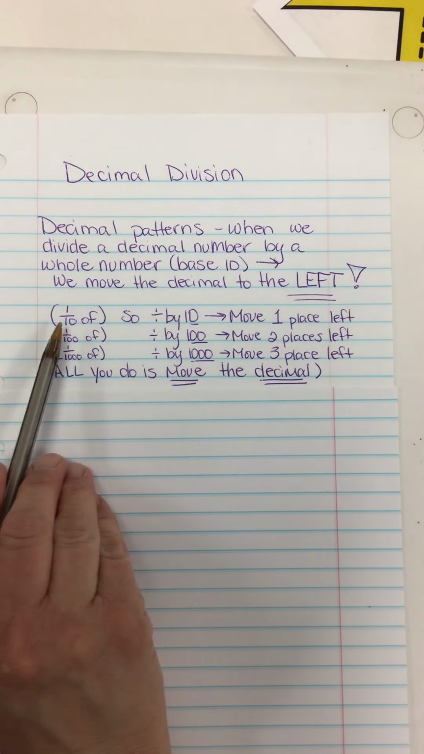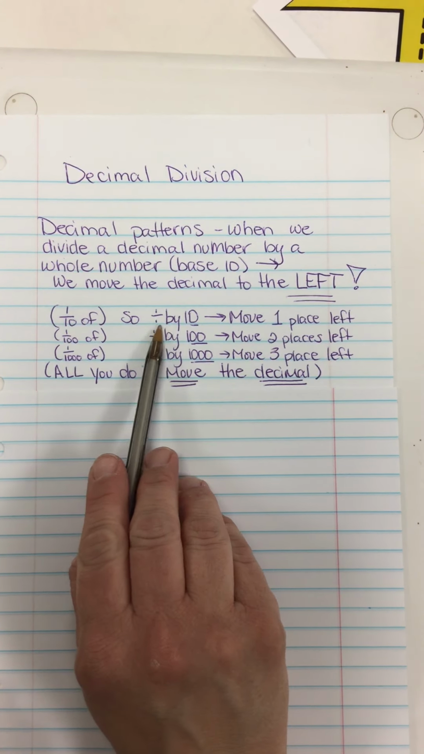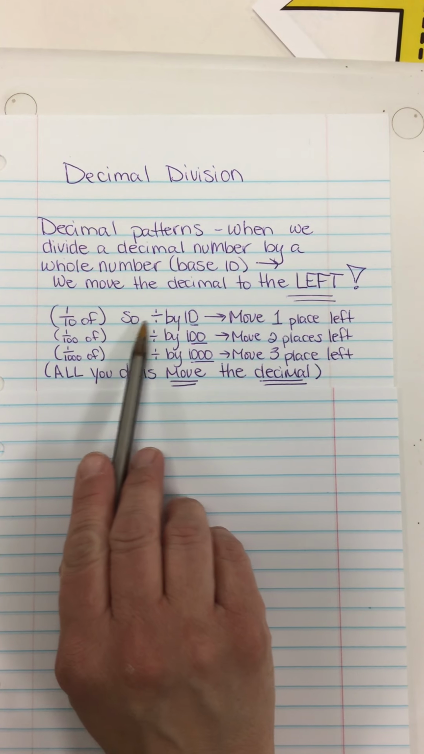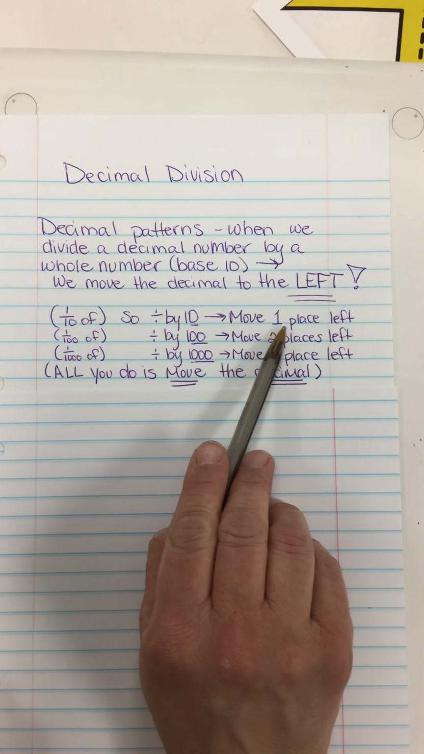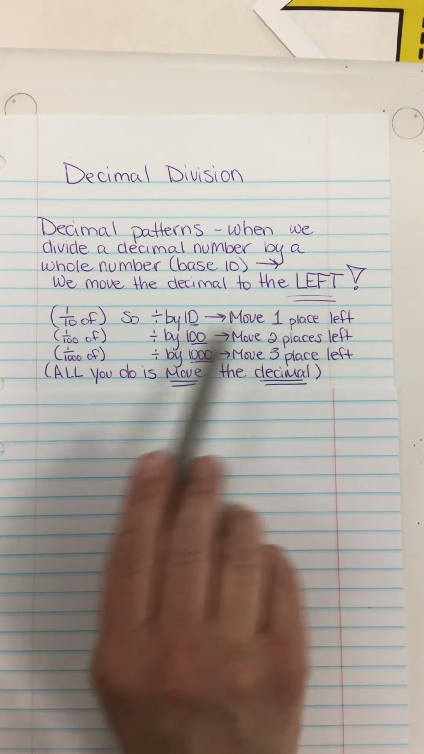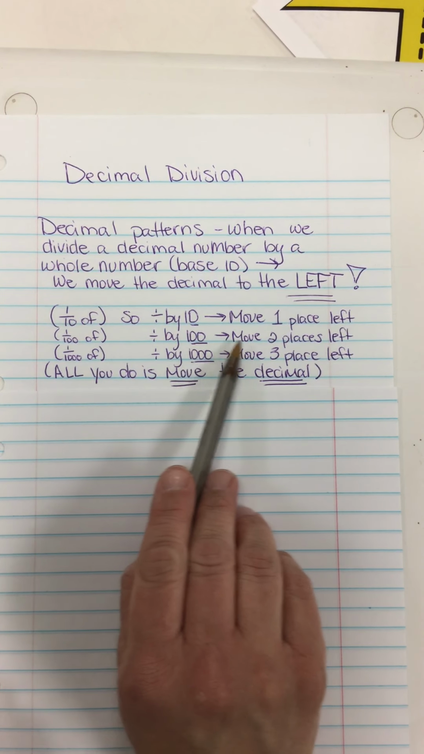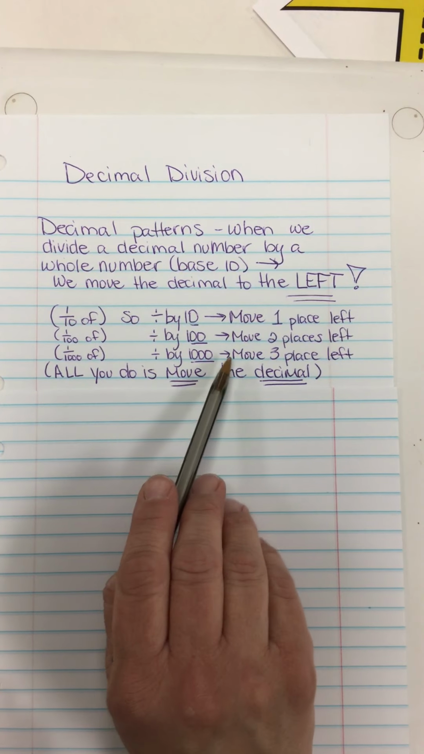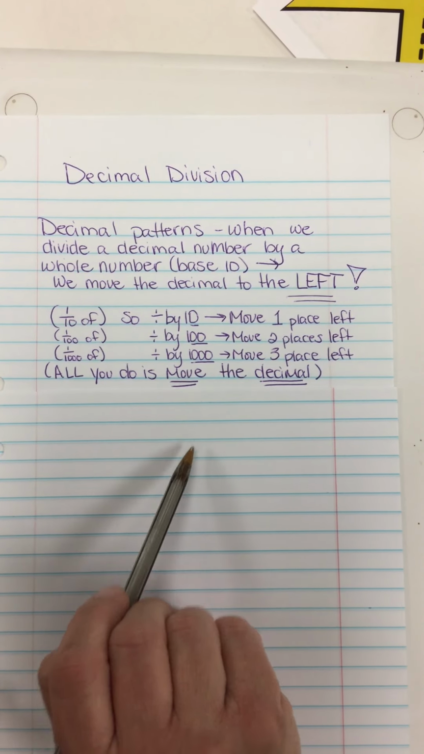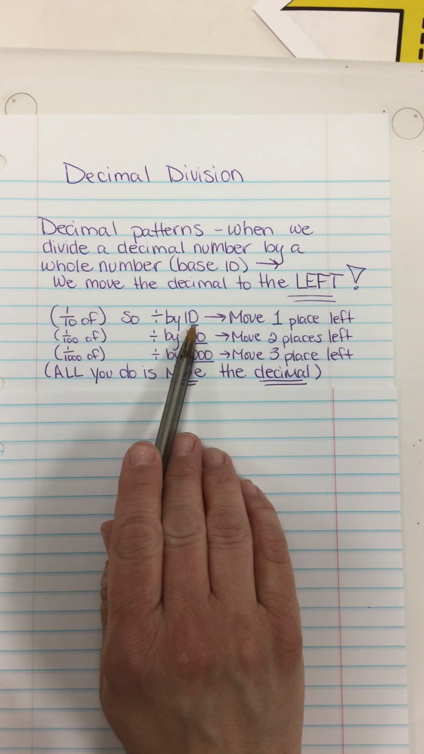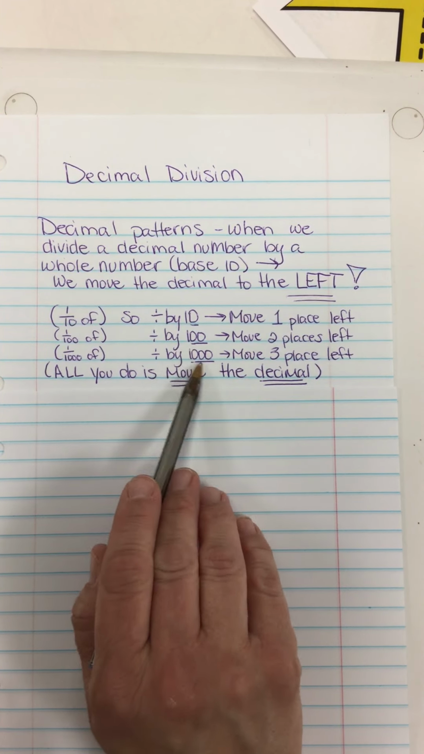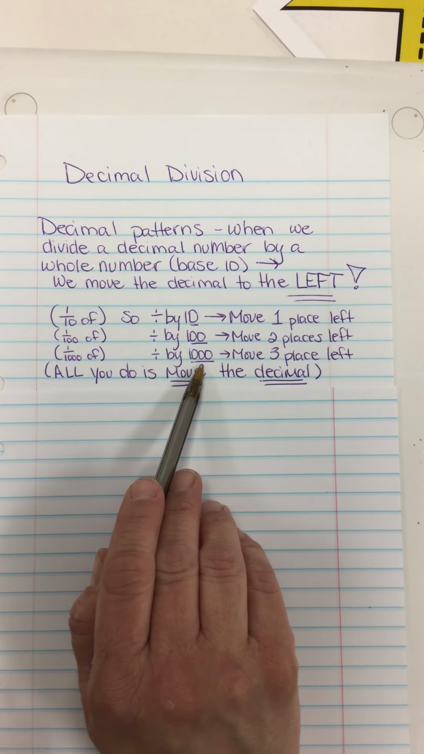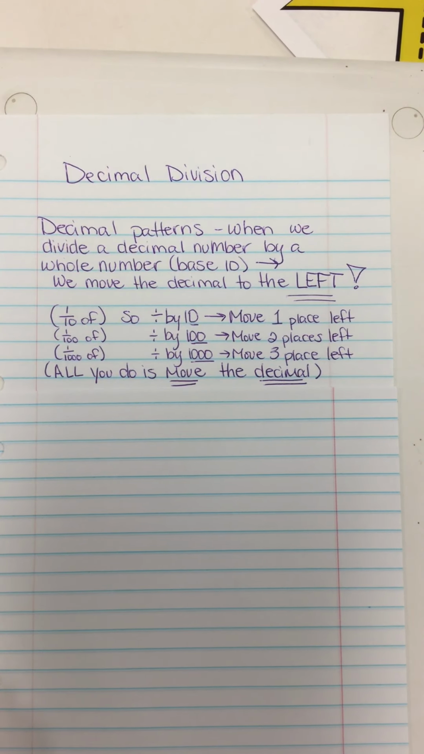Okay? So 1/10 of, that means divide by 10. So whatever number it is divided by 10 means you're going to move the decimal one place to the left. If it's divided by 100, you're going to move the decimal 2 places left. If you divide by 1,000, you're going to move the decimal 3 places to the left. However many zeros in your base 10, 100, or 1,000, however many zeros, 1, 2, or 3, that's how many places you move the decimal to the left. And all you do is move the decimal.